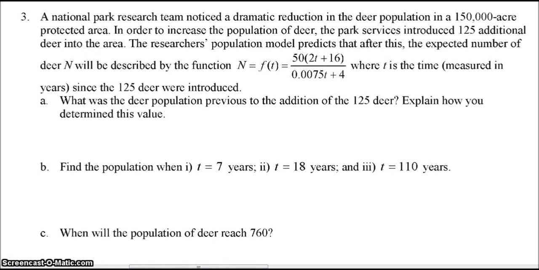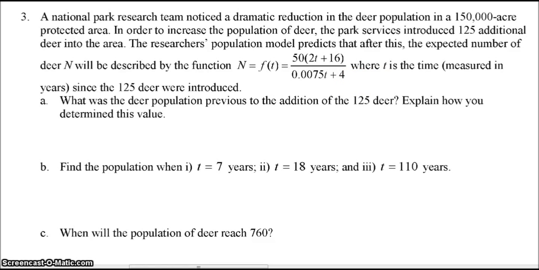Number 3, a national park research team noticed a dramatic reduction in the deer population in a 150,000 acre protected area. In order to increase the population of deer, the Park Services introduced 125 additional deer into the area. The researchers' population model predicts that after this, the expected number of deer n will be described by the function n equals f of t equals 50 times (2t plus 16) over (0.0075t plus 4), where t is the time measured in years since the 125 deer were introduced. And here we have a rational function, one polynomial function divided by another, and they both happen to be linear.